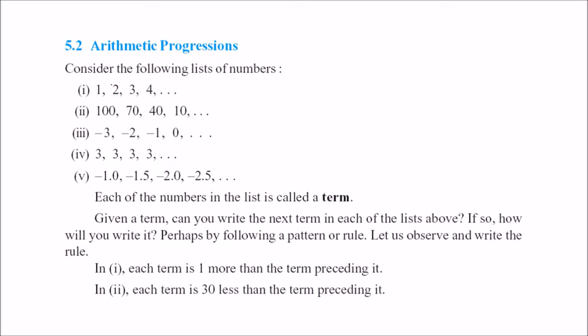We just consider this list of numbers. So this is 1, 2, 3, 4. And if you take the difference of 2 minus 1, then 3 minus 2, then 4 minus 3, all will give you 1. So each term is 1 more than the preceding term. Again here, each term is 30 less than the preceding term. Here also, each term is 1 more.